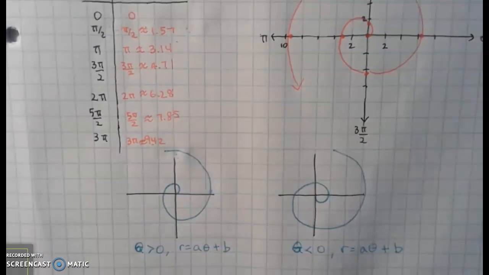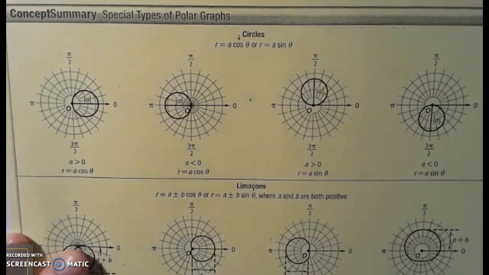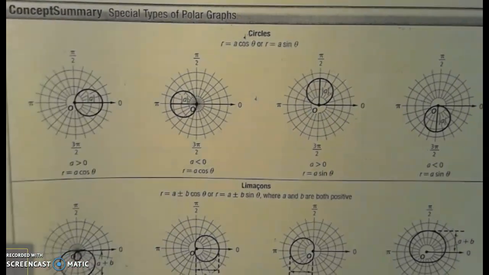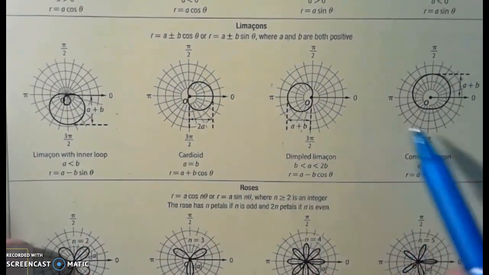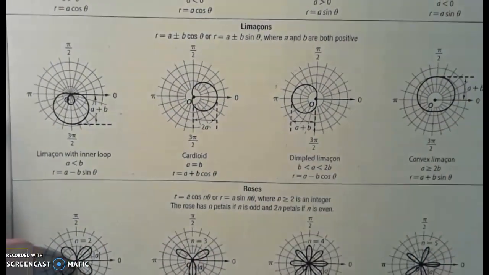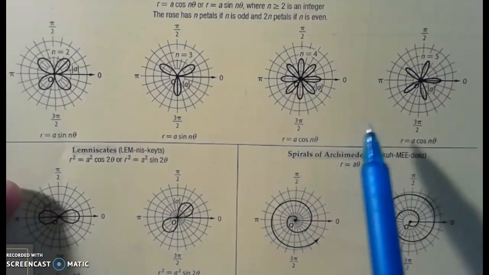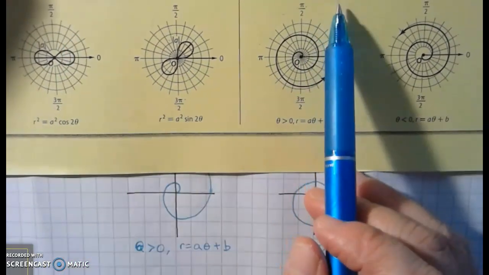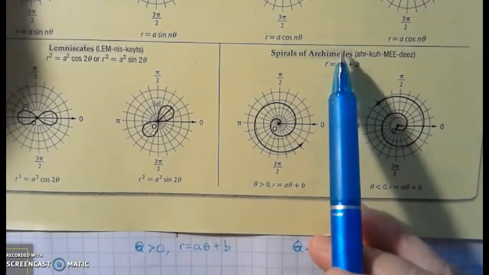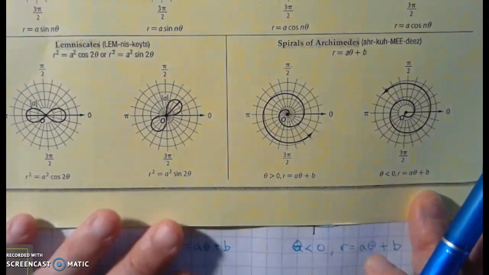So now, after all this work, I am going to give you this page of notes. This is summarizing all the different polar graphs: the circles, the limaçons and 4 different types of limaçons and the different structure of it and how it happens, the roses and how many petals and what it looks like, as well as the lemniscates and the spiral of Archimedes. So this should hopefully help you navigate how to graph polar equations.